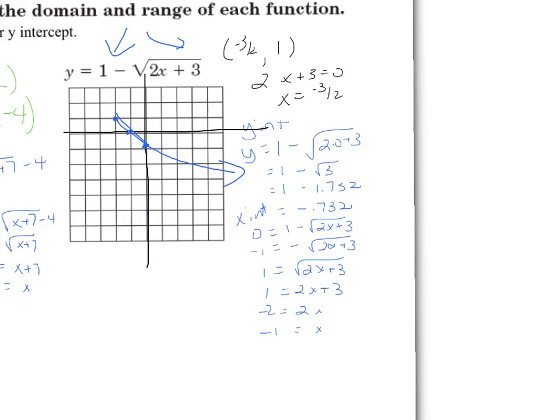Again, I could confirm with a point somewhere. How about if I pick 3? So if I try x equals 3, then I get 1 minus the square root of 9, which is 1 minus 3, which is -2. So bang on right there. So again, I found the horizontal and vertical shift. Where did the starting point move back to? I found the y-intercept, I found the x-intercept, and then I found a nice point that helped me to graph.